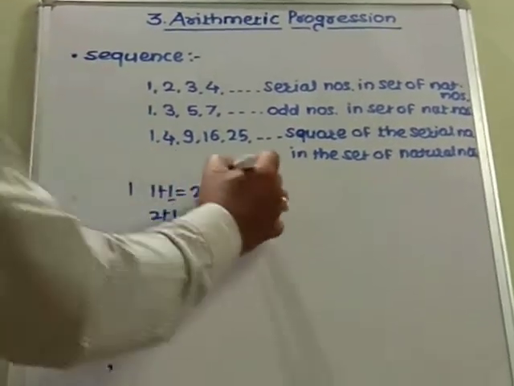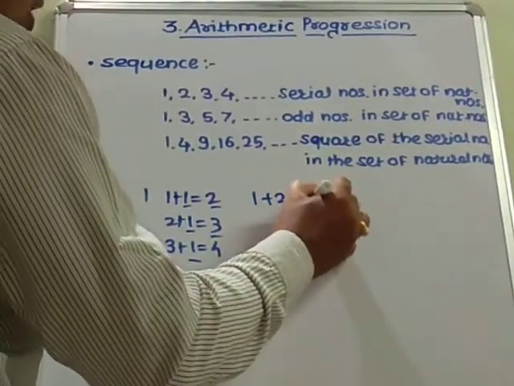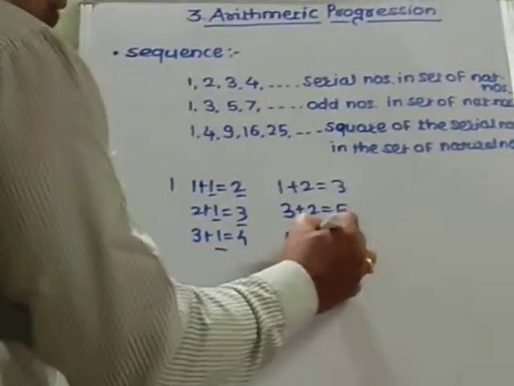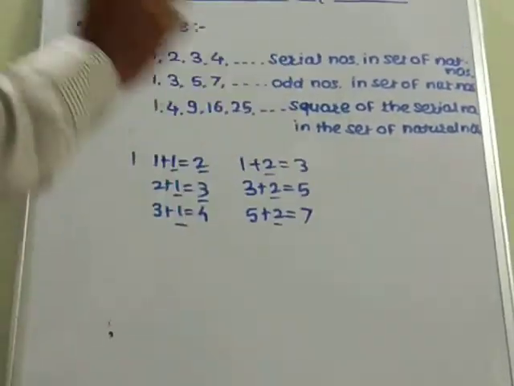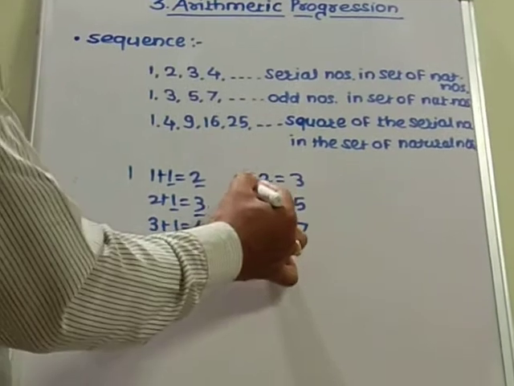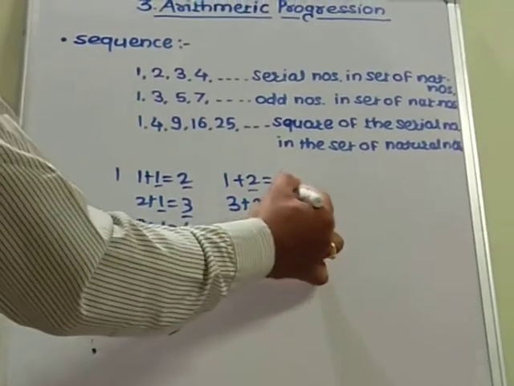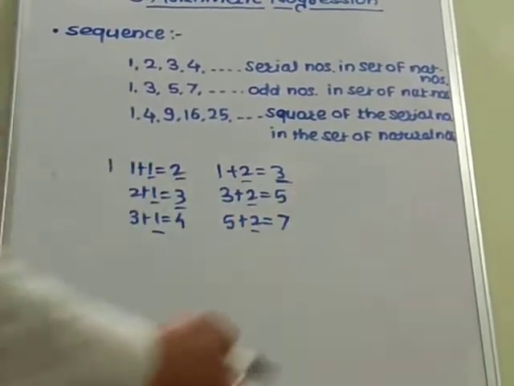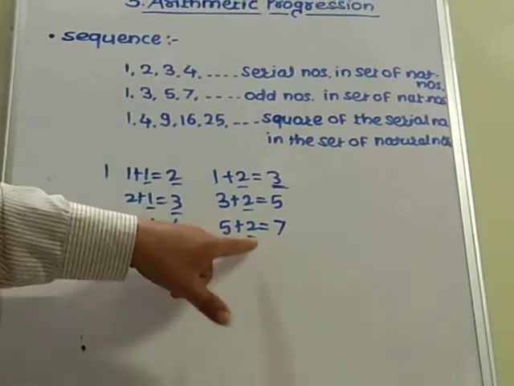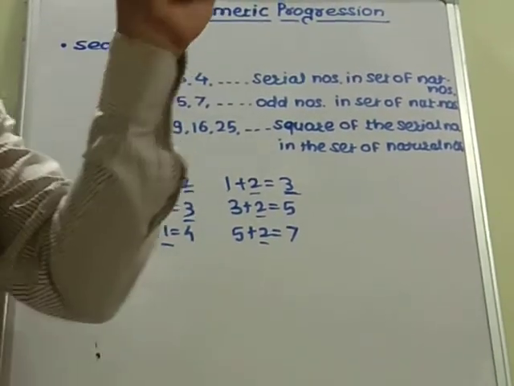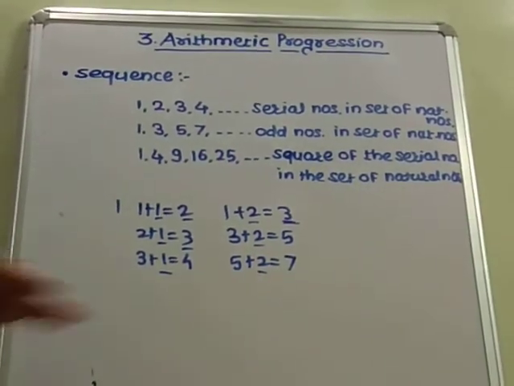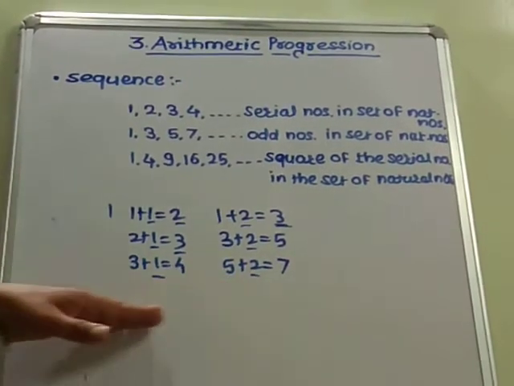Here look at this: 1 plus 2 is 3, 3 plus 2 is 5, 5 plus 2 is 7. That means addition of two to the previous number. If the previous number is 1, you add 2 and get the next number. These are odd numbers. Here also you can see the systematic arrangement, an arrangement in a definite order.